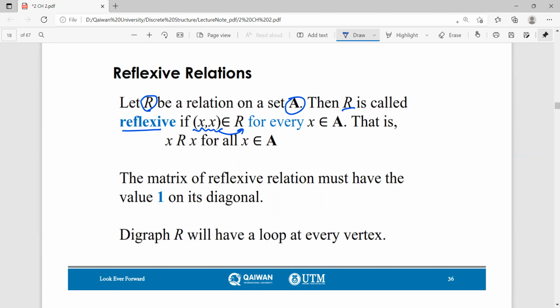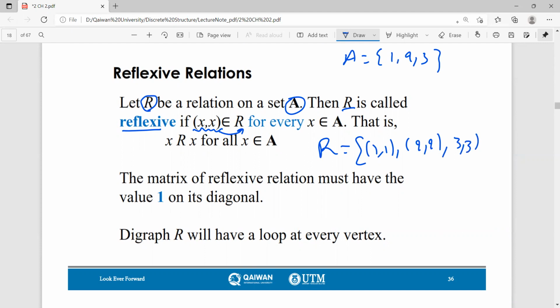Let's take an example here. Let A be {1, 2, 3}. If we have (1, 1), (2, 2), and (3, 3) in the relation, we don't care what else we have for the reflexive. If we have (1, 1), (2, 2), (3, 3), that means we have a relation from any element of A with itself, then we say this relation is called reflexive.